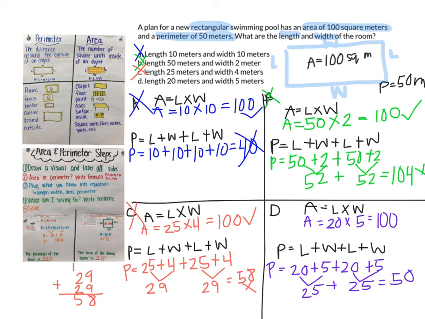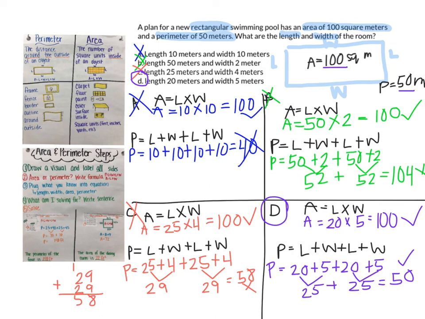So now let's check. We're looking for an area of 100. This matches. And a perimeter of 50. This matches. So we found our answer. Circle answer choice D. Our dimensions for our swimming pool with an area of 100 square meters and a perimeter of 50 meters is 20 meters for length and 5 meters for width.